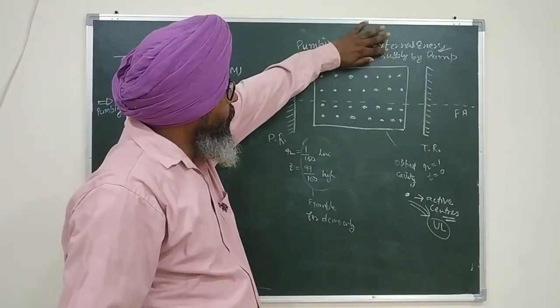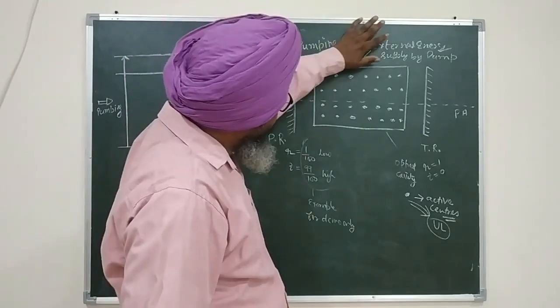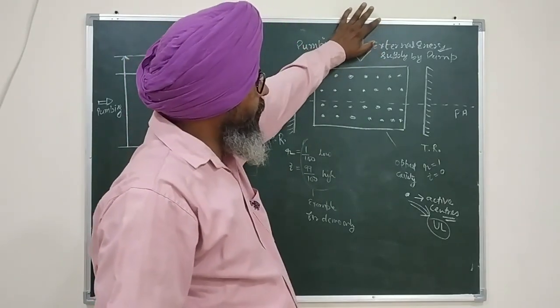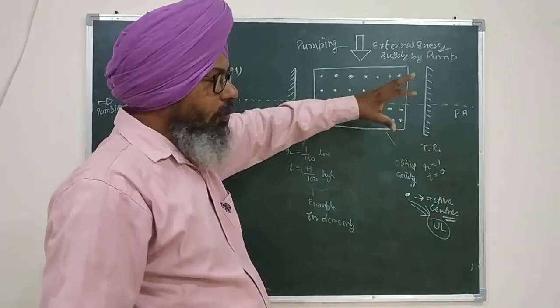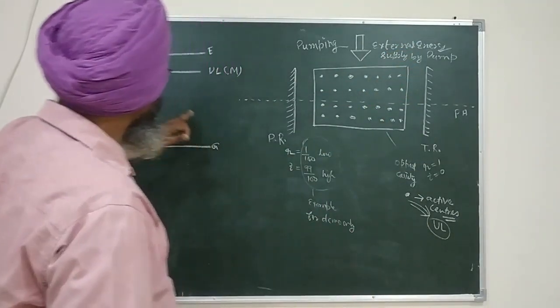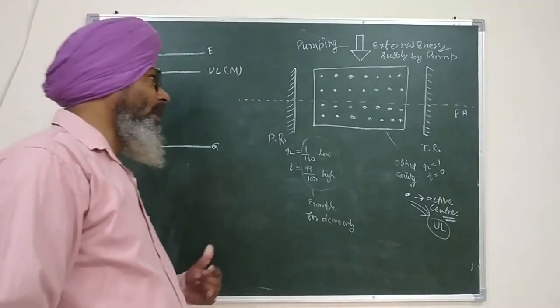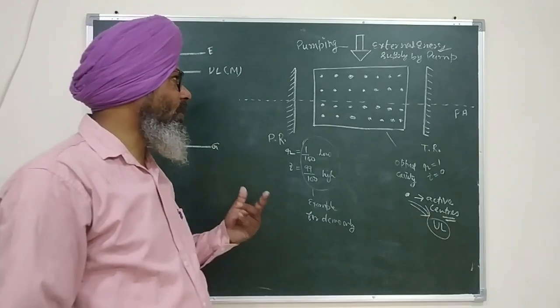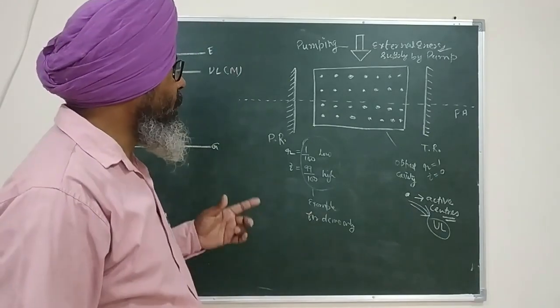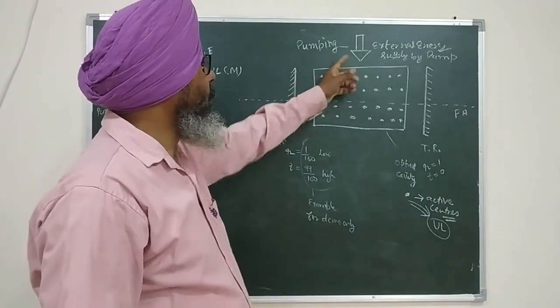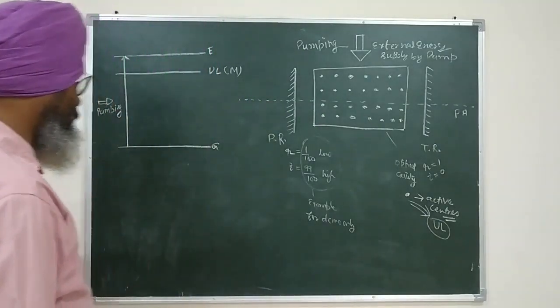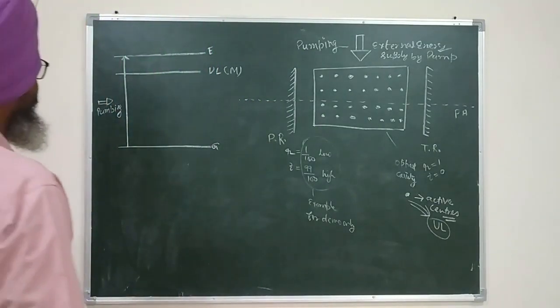If I just stop this process, that is, the supply of external energy is stopped, then all these atoms will come back to their ground level, because they cannot stay here for a large time, and ultimately the active centers will become zero and the laser action will stop. So for the full time for which you want the laser action to take place, you have to keep this pumping on. Is it okay? So kindly remember this.